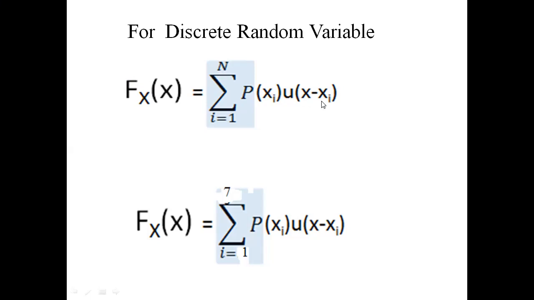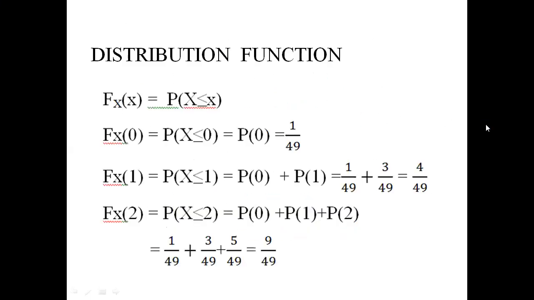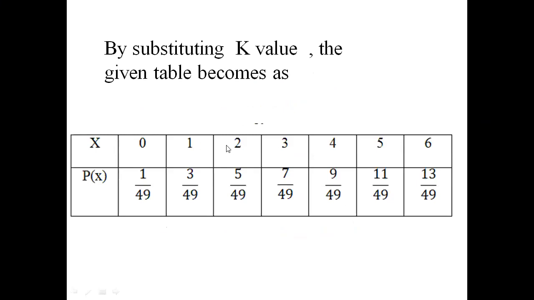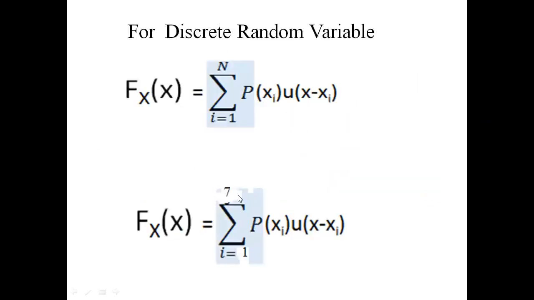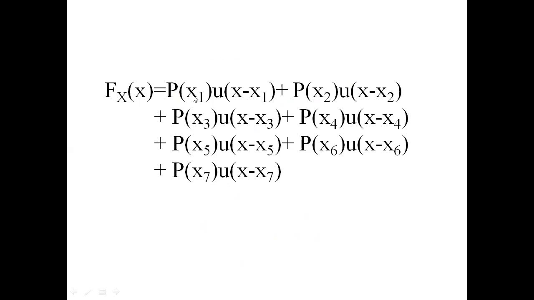In this, the events are x1, x2, x3 and so on up to x7. That means summation i equal to 1 to 7, p of xi u of x minus xi. By expanding this summation, we are getting p of x1 u of x minus x1 plus p of x2 u of x minus x2 plus and so on plus p of x7 u of x minus x7. By expanding the summation, we are getting this.